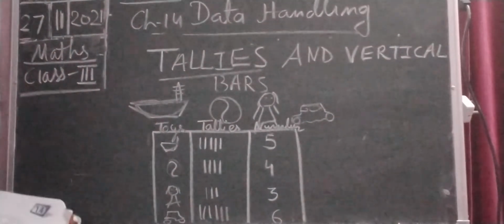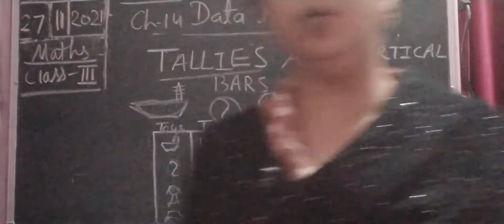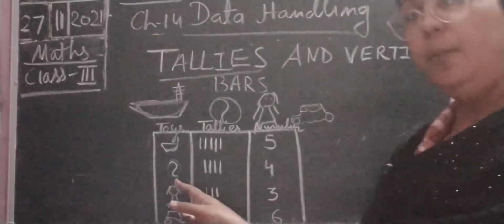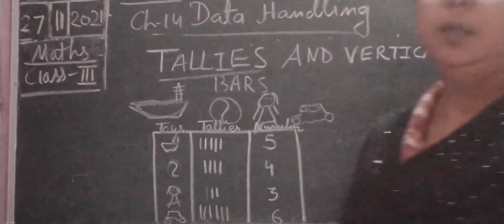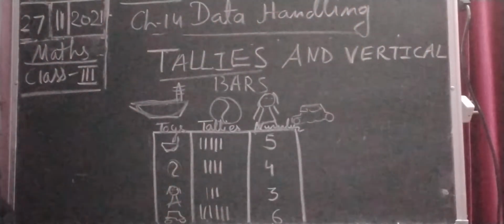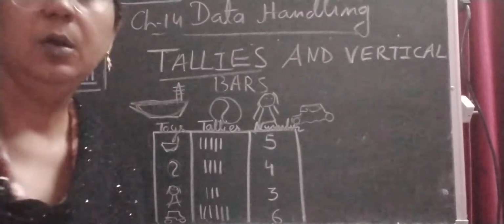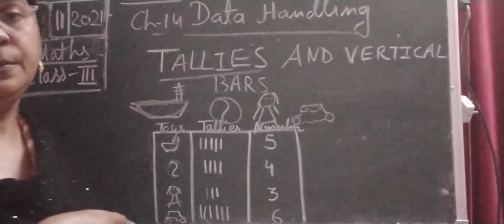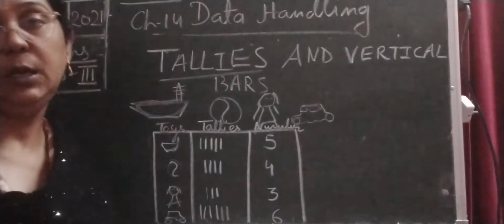So here children, you can see the picture is already given over here. There is a boat. Okay. Now here ball, then doll and then car. So the tallies are also here, you can see. Okay children. Now with the help of this tally, he can show how many toys he is having.